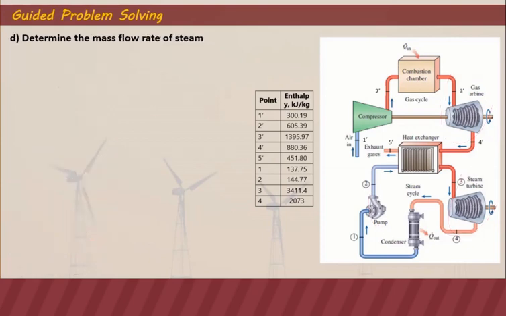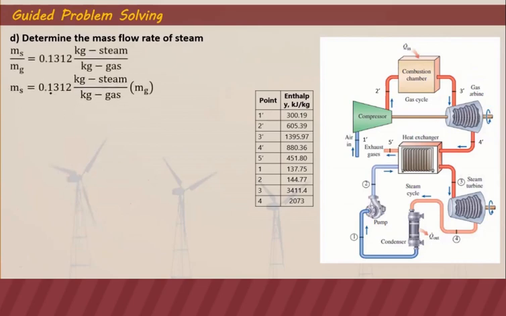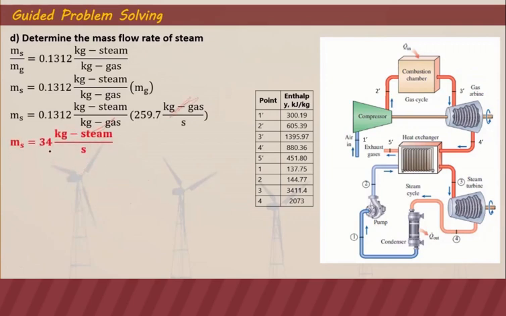Next is the mass flow rate of steam. We just use the ratio to get the mass of the steam. We multiply it with the mass of the gas so that we can cancel out kilogram gas. So the mass of the steam is 34 kilogram of steam per second. If we have 259.7 kilogram gas per second, we can produce 34 kilogram of steam.